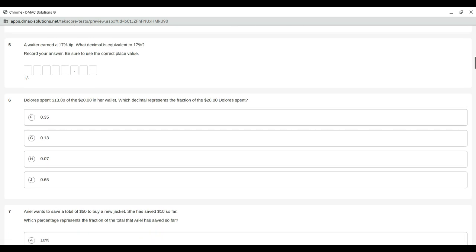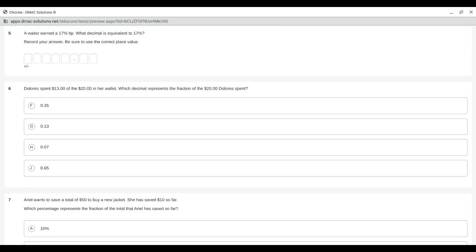Number 5. A waiter earned a 17% tip. What decimal is equivalent to 17%? Record your answer. Be sure to use the correct place value.